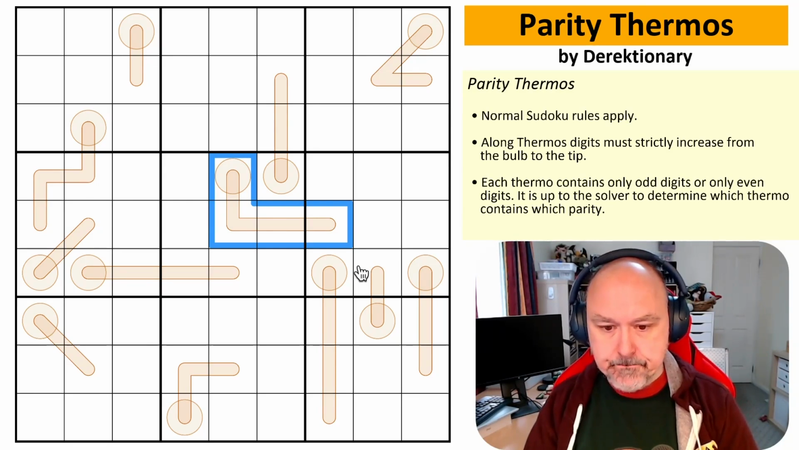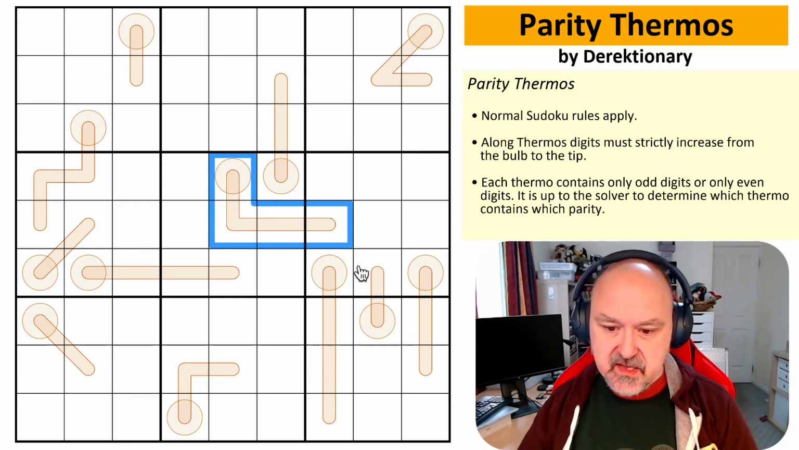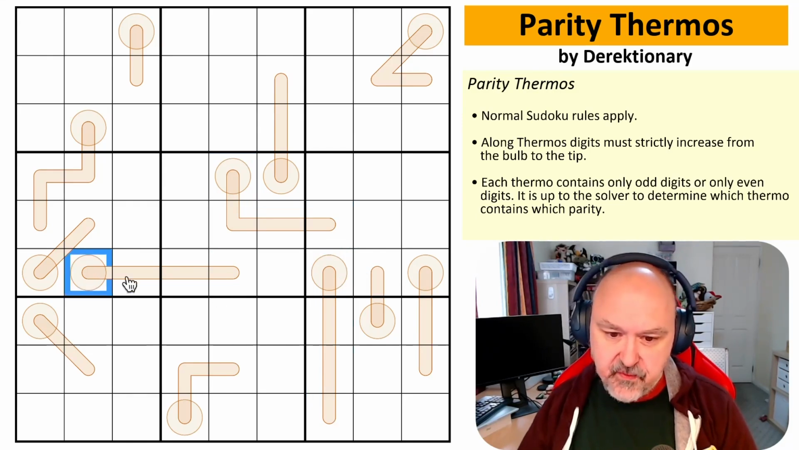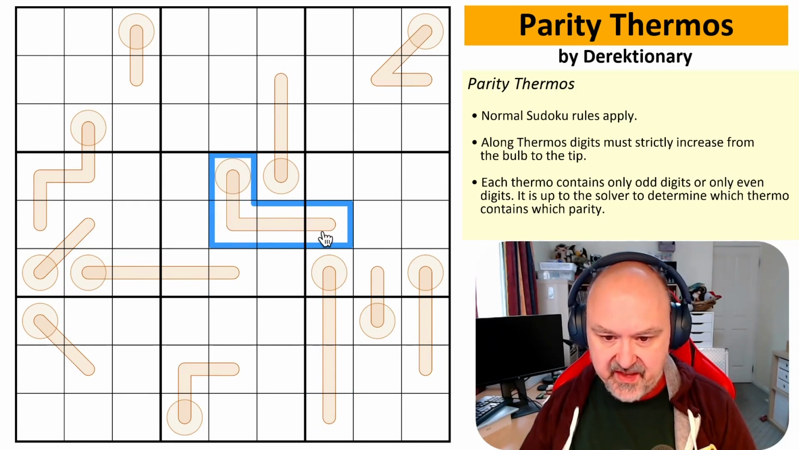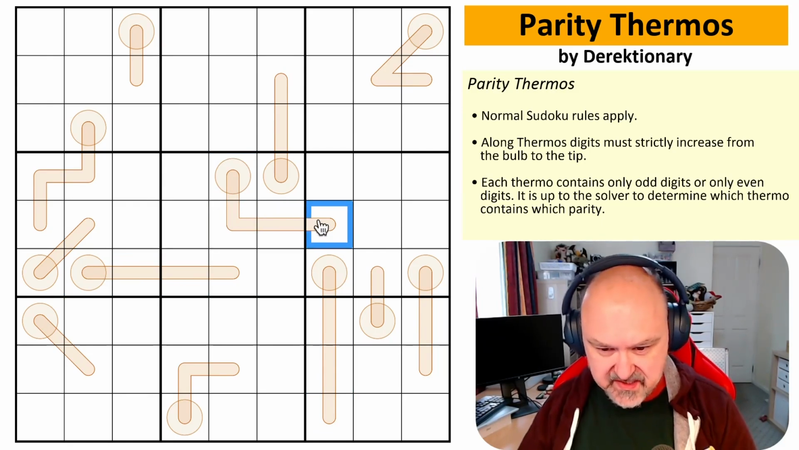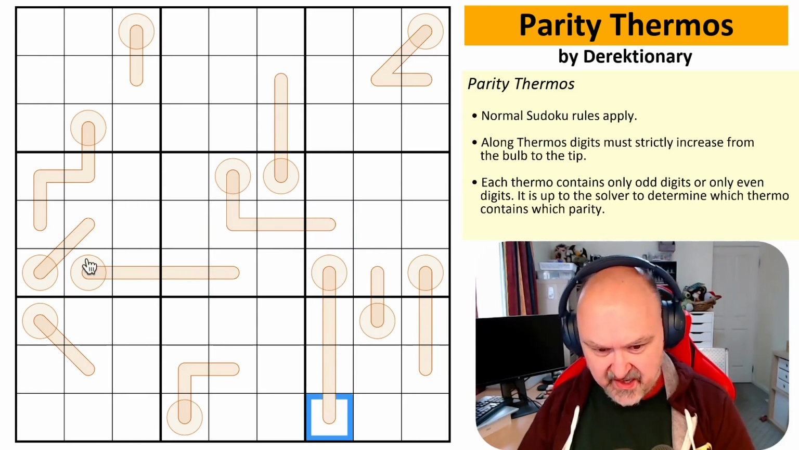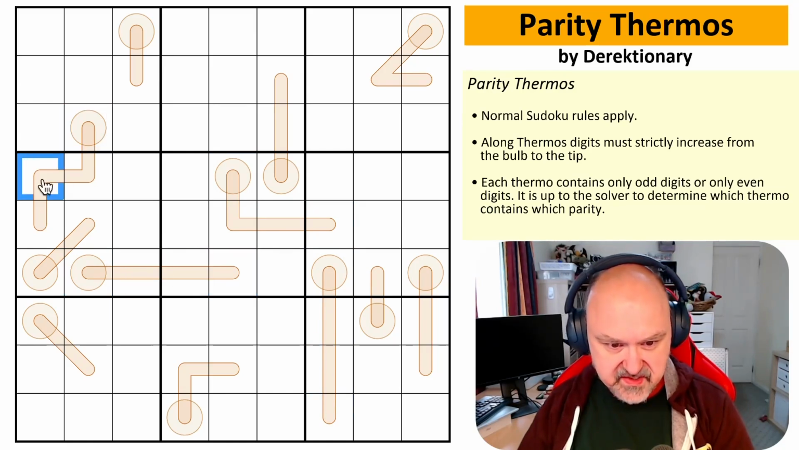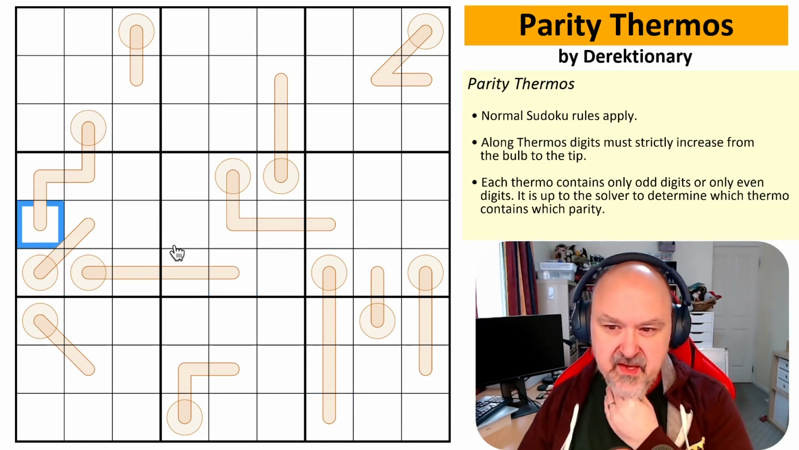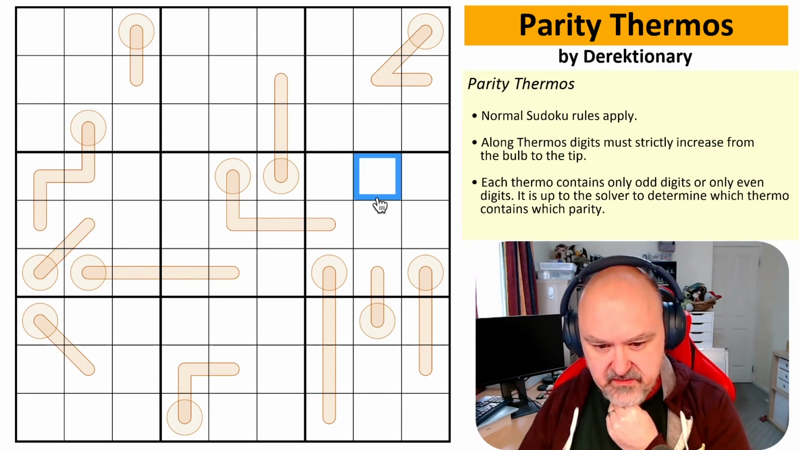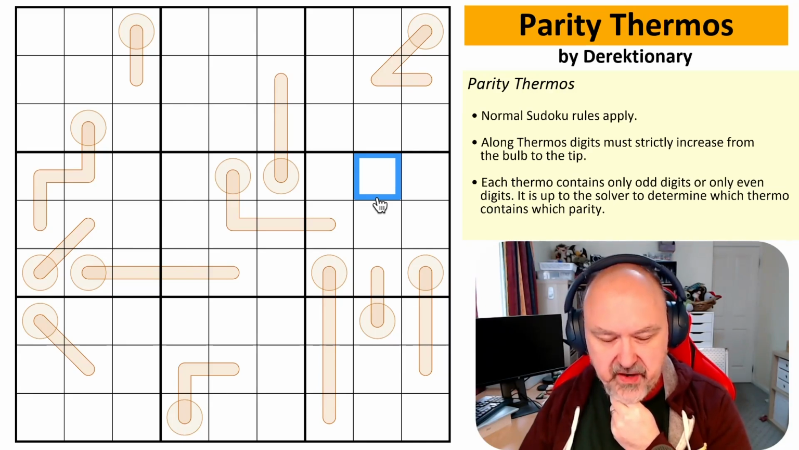So how do we start this puzzle? All of these four-long thermos, if they're even, are going to be 2, 4, 6, 8. There's no five-long, which is going to give us a set of odds. So how do we break into the puzzle?